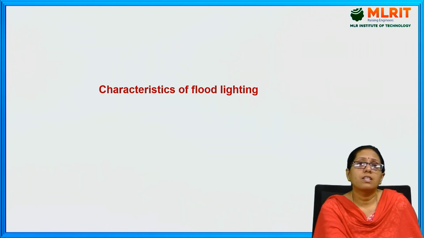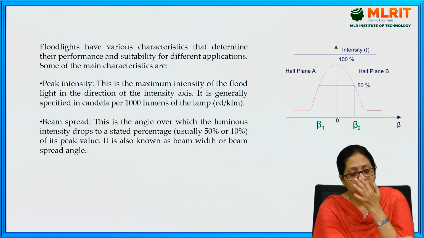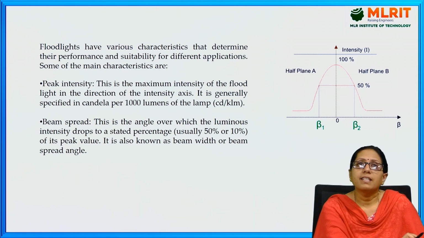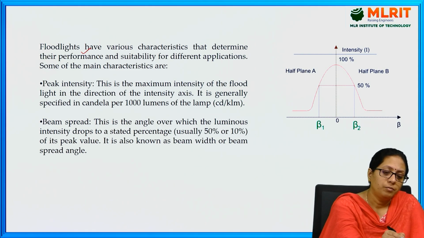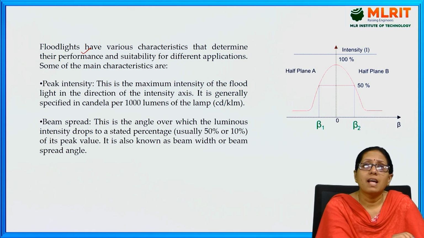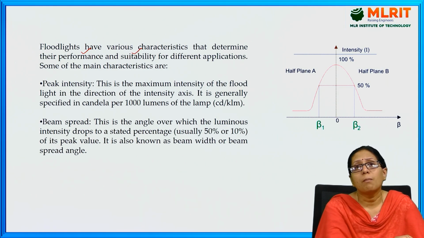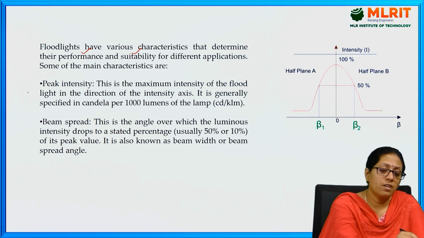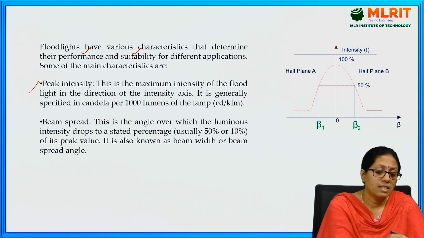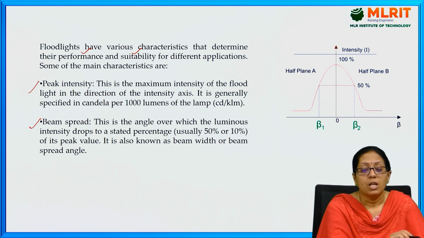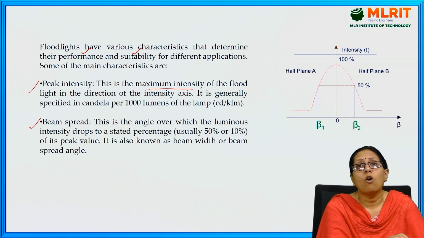Next one is characteristics of floodlighting. What are the characteristics? The floodlights have various characteristics to determine their performance, as well as the suitability for different applications. Some of the main characteristics are, the first one is peak intensity, the second one is beam spread. So peak intensity. This is the maximum intensity of a floodlight in the direction of the intensity axis.